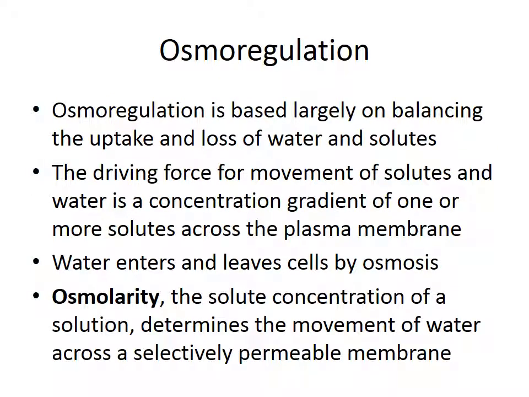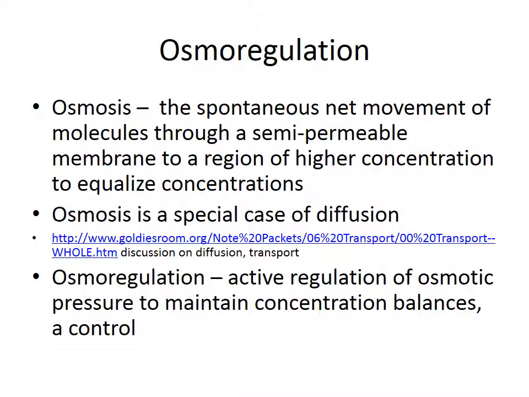So osmoregulation is based largely on balancing the uptake and the loss of water and solutes. The driving force for movement of solutes in water is a concentration gradient of one or more solutes across the plasma membrane. Water enters and leaves the cell by osmosis. Now, if you remember, osmosis is a special case of diffusion where water is moving from an area of high concentration to an area of low concentration through a semi-permeable membrane. Osmolarity, that is the solute concentration of a solution, is what determines the movement of water across a selectively permeable membrane.